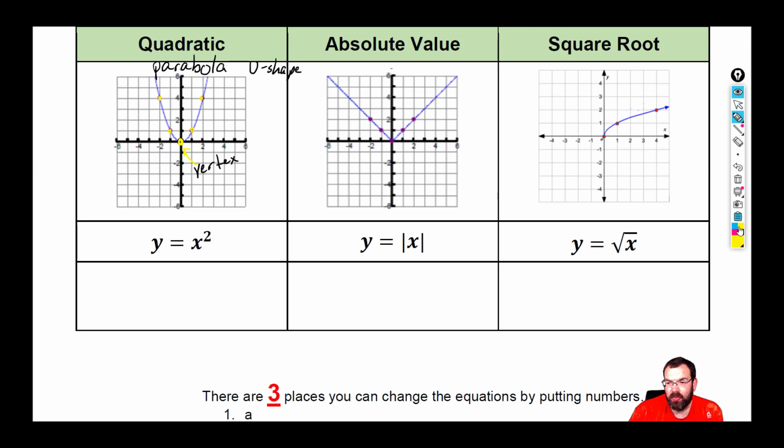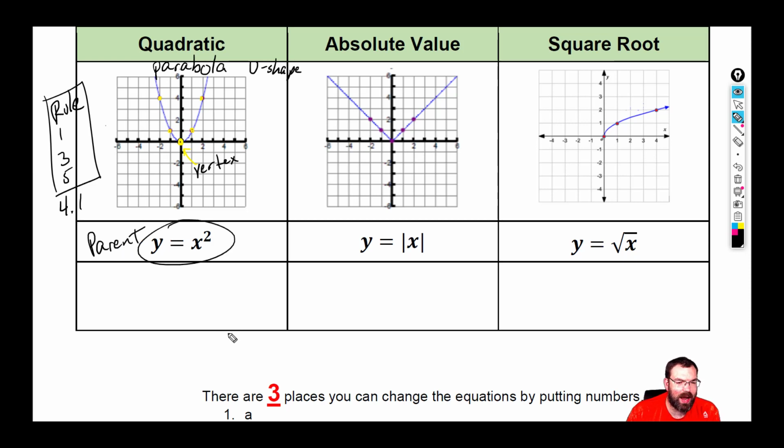We use this awesome strategy when graphing quadratics. We use this rule of 1, 3, 5. When we get into graphing quadratics in section 4.1, we're going to learn about this rule of 1, 3, 5 and how easy it is to graph quadratics. The parent function of a quadratic graph is y equals x squared. Every quadratic function that is U-shaped comes from this equation, this parent function.